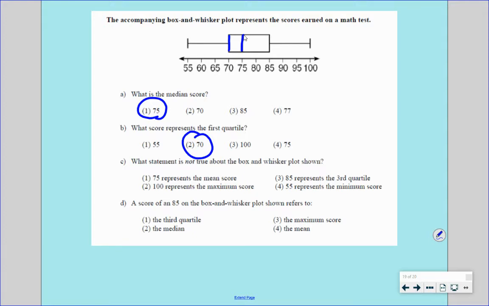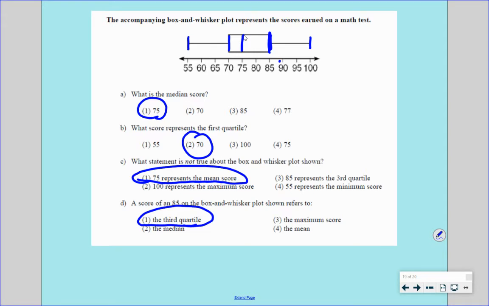100 represents the maximum score. Yep, that's true. 85 represents the third quartile. Yep, that's true. And 55 represents the minimum score. So we do know that it's number 1 here that is not true. Okay, D, a score of 85 on the box and whisker plot shown refers to, we know, this right here, our third quartile.